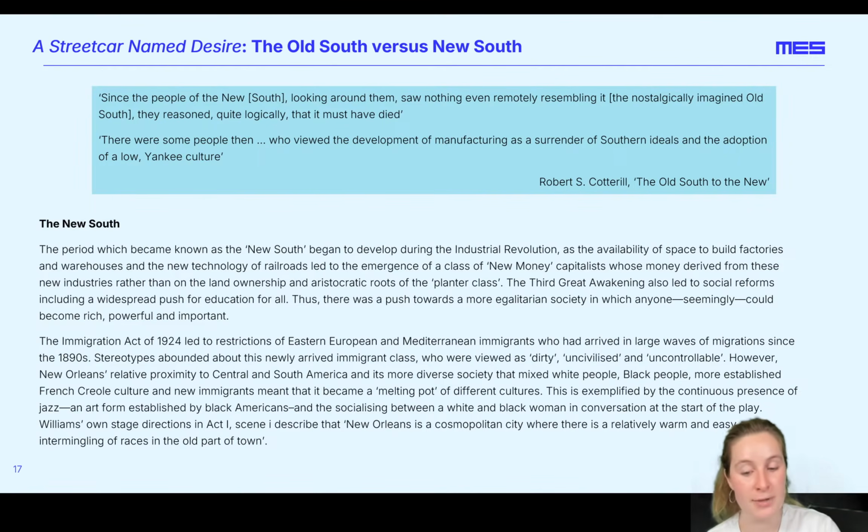However, New Orleans' relative proximity to Central and South America and its more diverse society that mixed white people, black people, more established French Creole culture, and new immigrants meant that it became a melting pot of different cultures. So all these cultures come together and mix perfectly happily. This is exemplified by the continuous presence of jazz, an art form established by Black Americans, and the socializing between a white and black woman in conversation at the start of the play. Williams' own stage directions in Act 1, Scene 1, described that New Orleans is a cosmopolitan city where there is a relatively warm and easy intermingling of races in that old part of town.